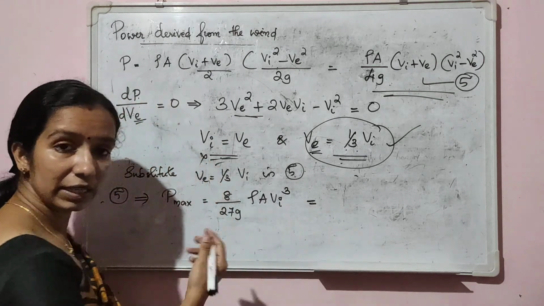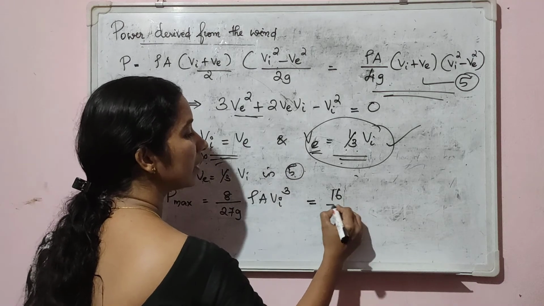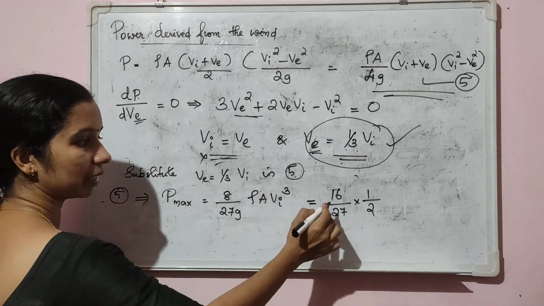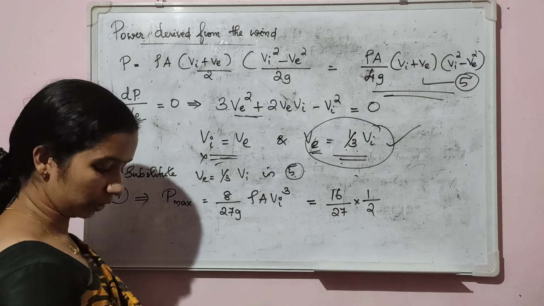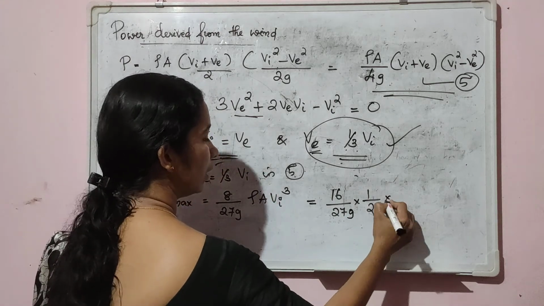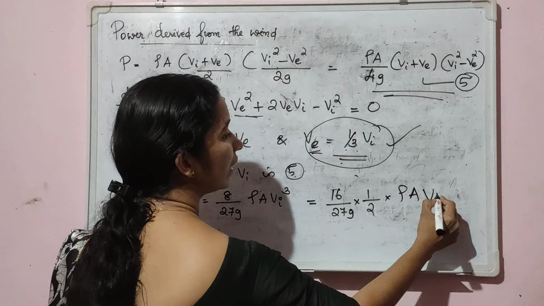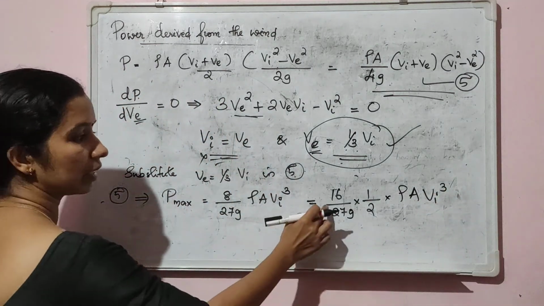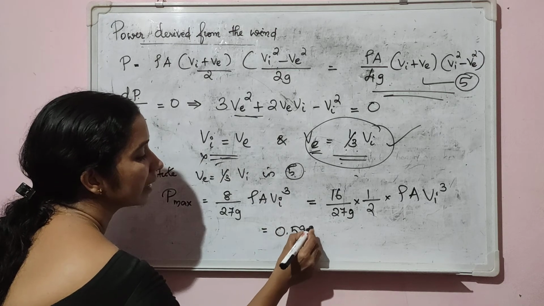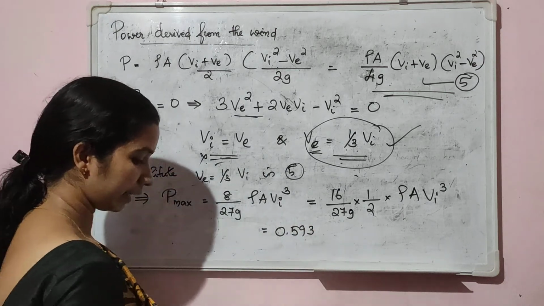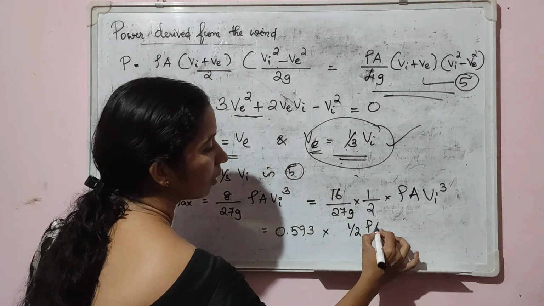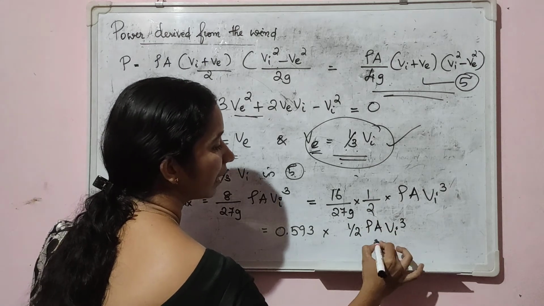Let me rearrange this. 8 by 27 can be written as 16 divided by 27 into 1 by 2, and G is here, into rho A VI cube. 16 divided by 27 you will get as 0.593. So 0.593 into the remaining term, 1 by 2 rho A VI cube divided by G.